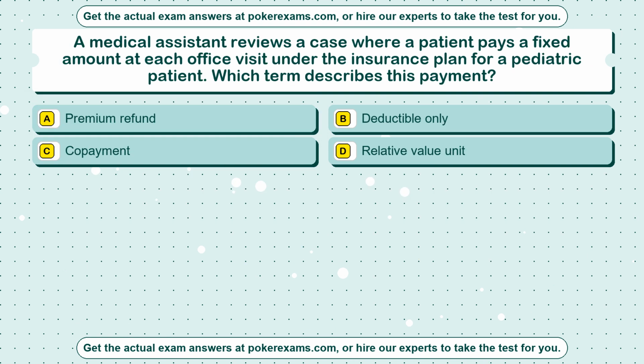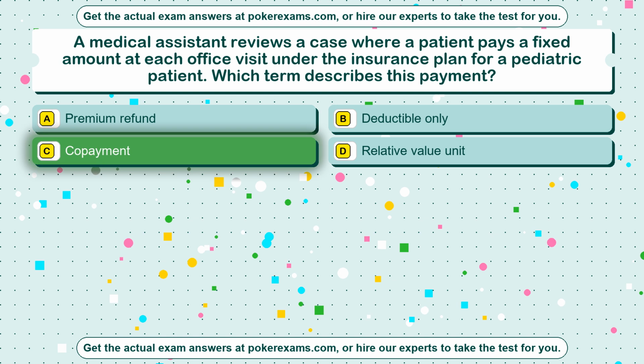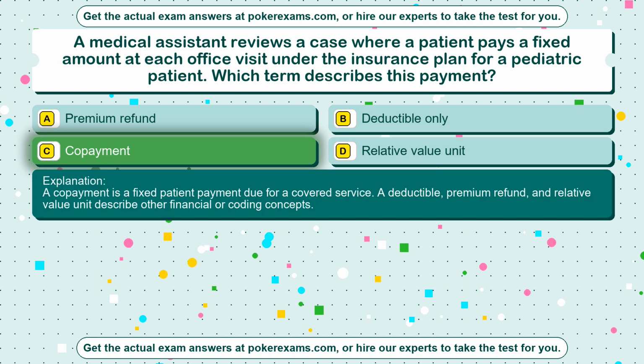Question 66. A medical assistant reviews a case where a patient pays a fixed amount at each office visit under the insurance plan for a pediatric patient. Which term describes this payment? Option A, premium refund. Option B, deductible only. Option C, copayment. Option D, relative value unit. The correct answer is option C, copayment. A copayment is a fixed patient payment due for a covered service. A deductible, premium refund, and relative value unit describe other financial or coding concepts.